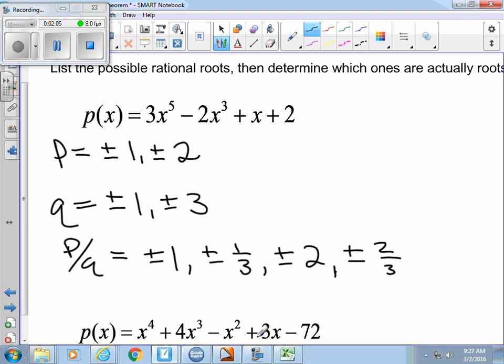Yes. Now, what's a quick way to do that? Table. Remember what we did on Monday? So, I would put this in my y1. And in my table, I would type 1, -1, 1/3, -1/3, 2, -2.